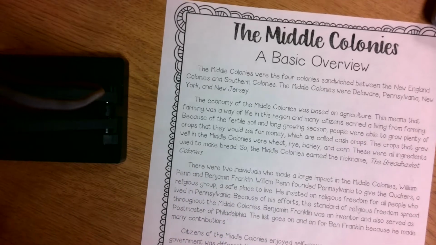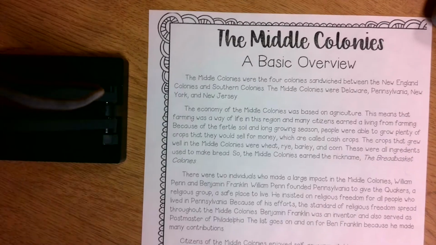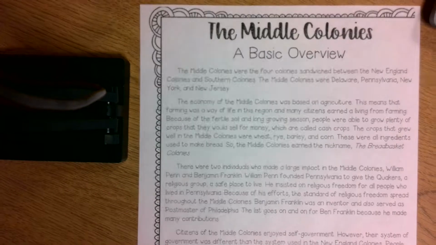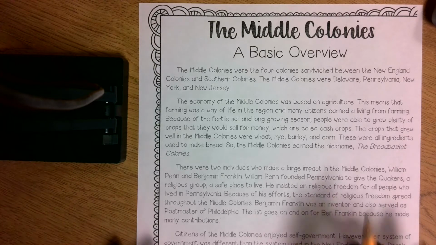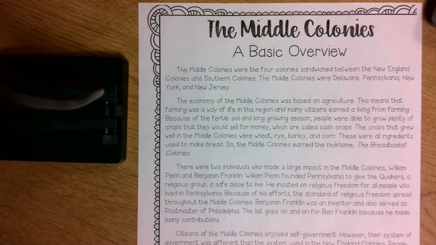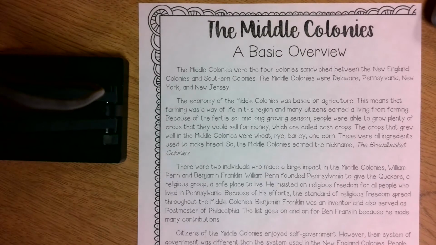Hello, everyone. We are going to be reading an article called The Middle Colonies, a Basic Overview. And I'll guide you through it, but as usual, I would really prefer for you to make your own annotations and highlighting. This is just support. I really would be expecting you to know how to do this on your own at this point.